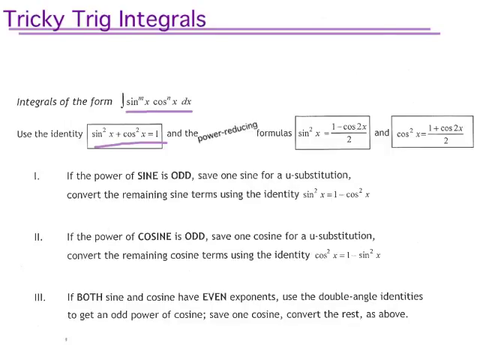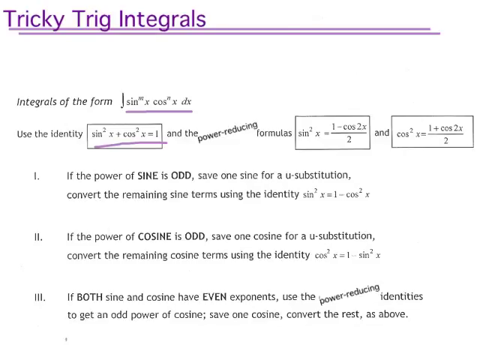Okay, so the rules are, if the power of sine is odd, we save one sine for a u-substitution, and we convert the remaining sine terms using the identity. If the power of cosine is odd, we save one cosine for a u-substitution and convert the remaining cosine terms using the identity. And if both sine and cosine have even exponents, we use the power reducing formulas to get an odd power of cosine. We save one cosine, convert the rest as above.